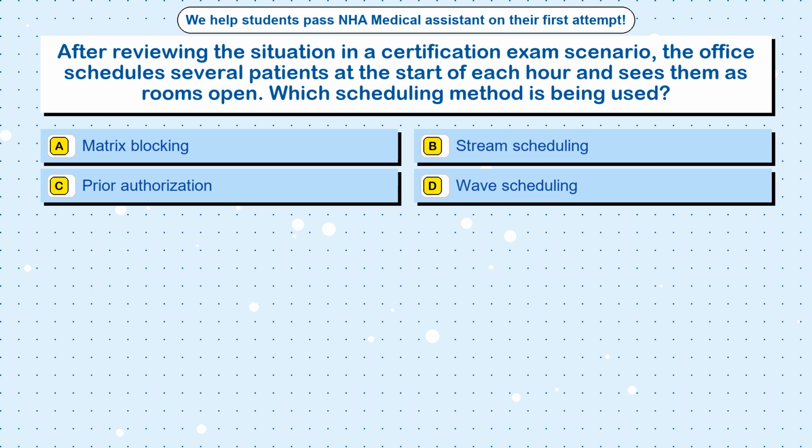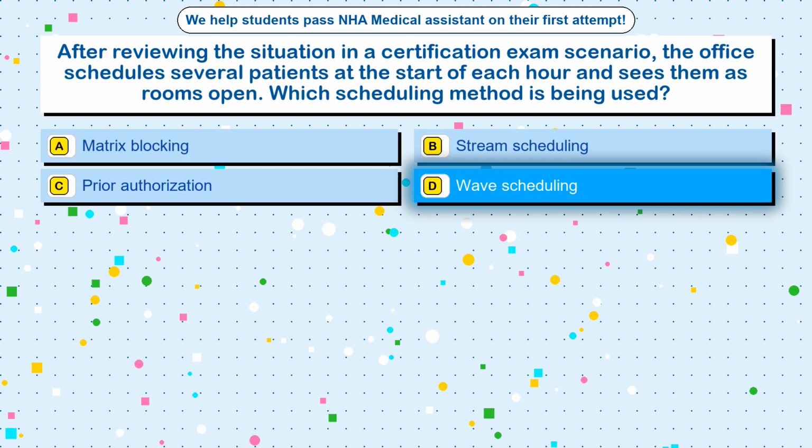Question 33. After reviewing the situation in a certification exam scenario, the office schedules several patients at the start of each hour and sees them as rooms open. Which scheduling method is being used? Option A, matrix blocking. Option B, stream scheduling. Option C, prior authorization. Option D, wave scheduling. The correct answer is option D, wave scheduling.